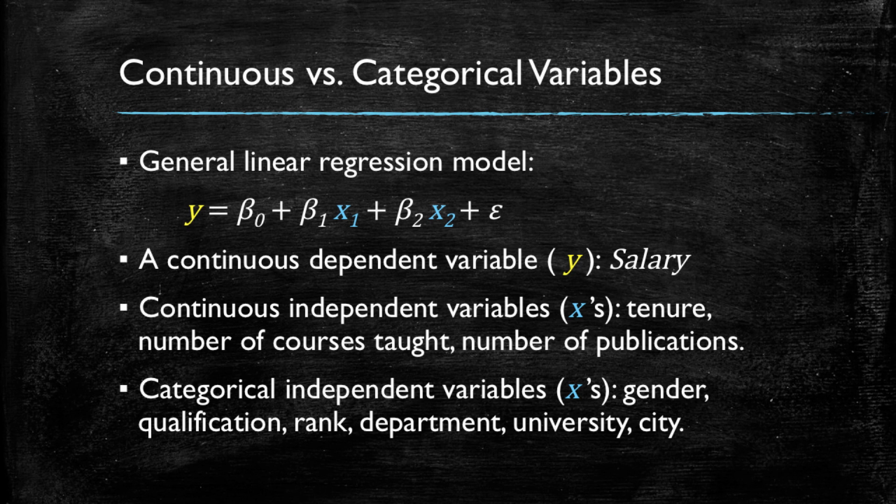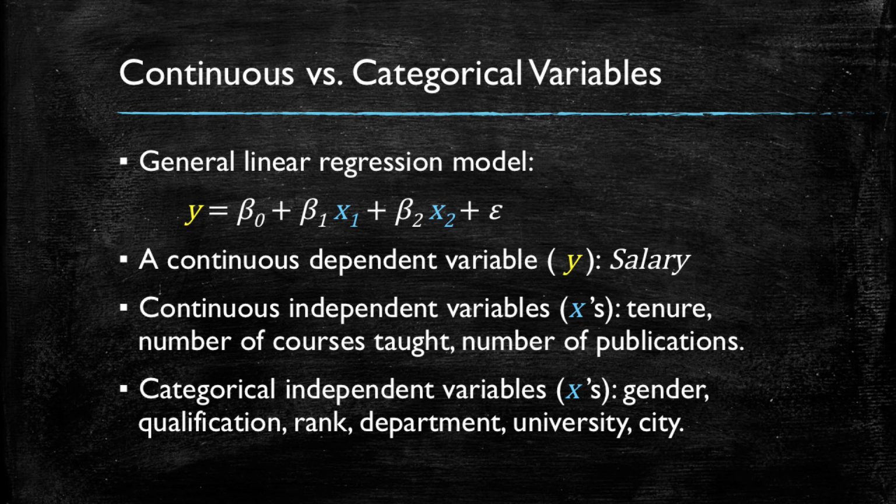Another category could be a professor's department, and a professor could earn differently if he or she is in the finance, strategy, marketing, or IT departments. The universities can distinguish themselves by how much they pay their professors, and also the city, the cost of living of a city, could influence the salary of a professor.